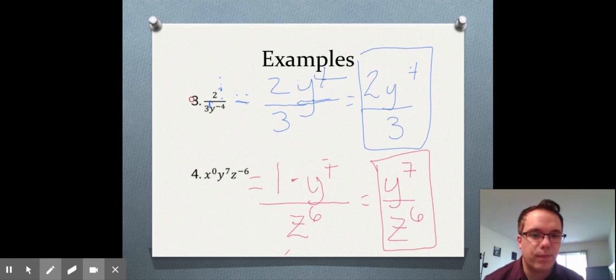So it doesn't matter where the negative exponent starts. We move it to the other side of the fraction to make it positive.